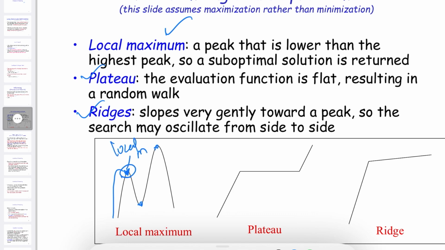So a peak lower than the highest peak that you reach is called the local maximum. And plateau is where the evaluation function is flat, resulting in a random walk. So a plateau means you just travel something like this, then you take a path here and then travel like this. So it is something like a plateau.